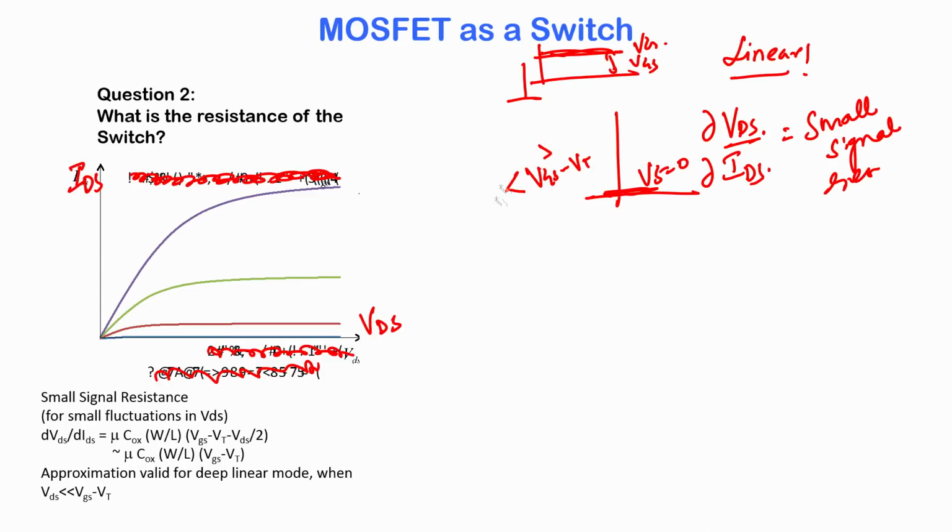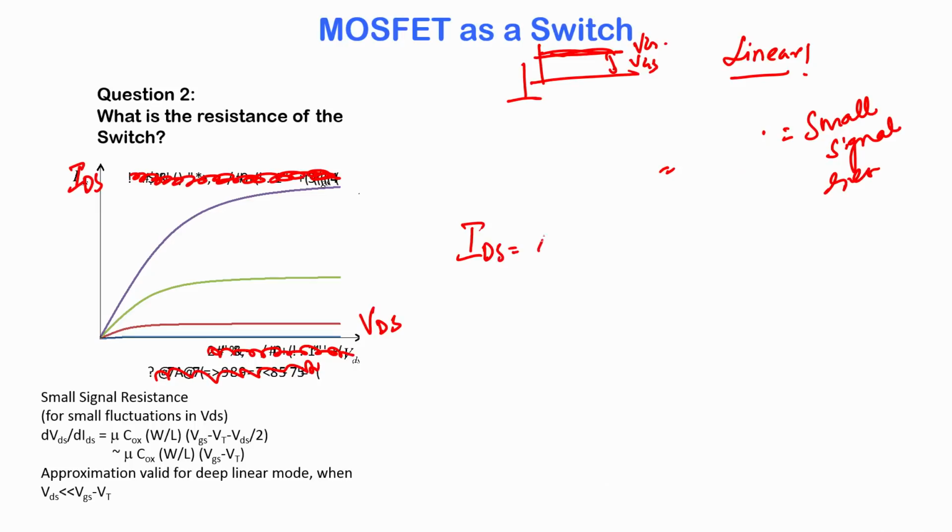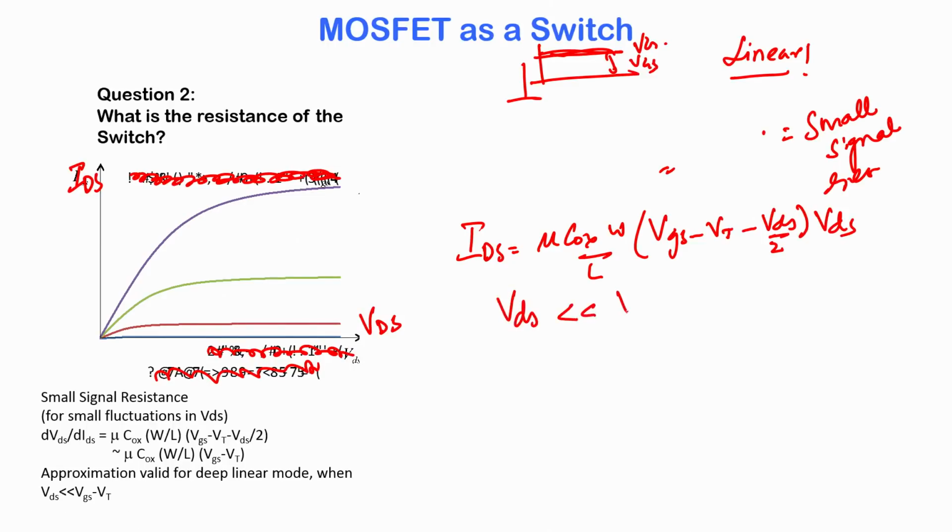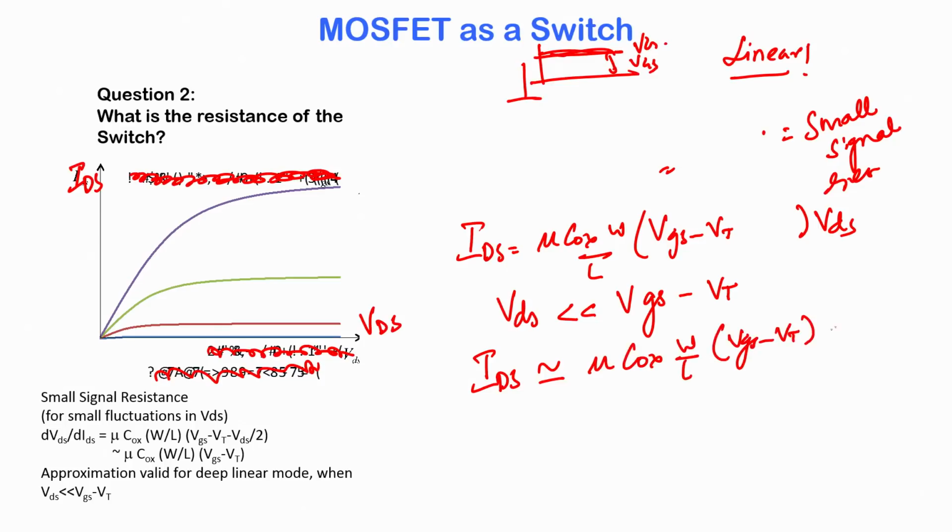So what is the value of that? Since we have biased the MOSFET in linear mode operation, what is IDS? IDS is mu Cox W over L into (VGS minus VT minus VDS by 2) into VDS. And if my VDS is much smaller than VGS minus VT, we can ignore the VDS by 2 term, and therefore IDS is approximately mu Cox W over L into (VGS minus VT) into VDS.